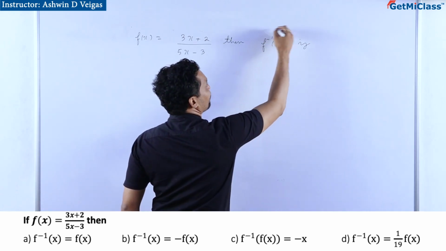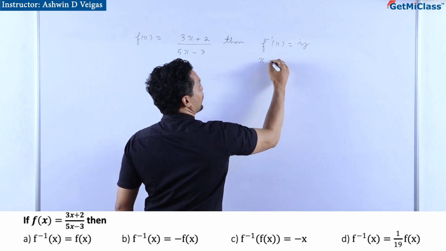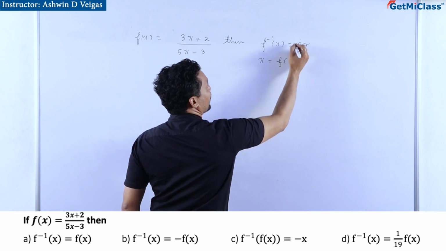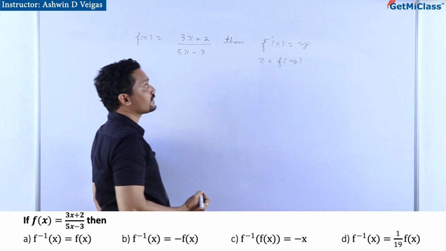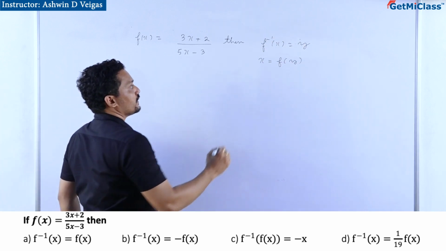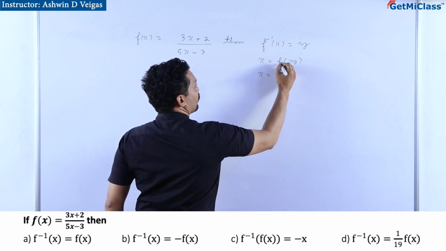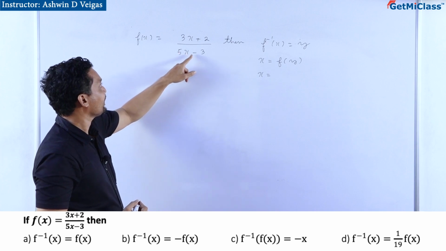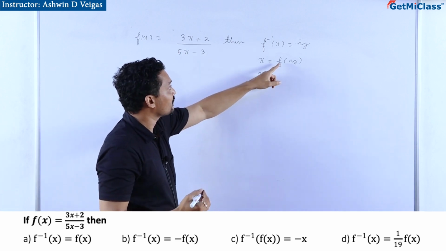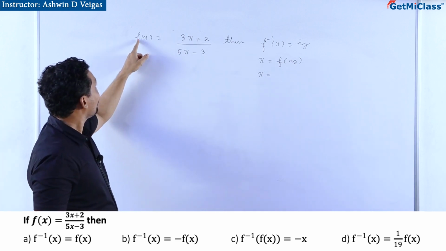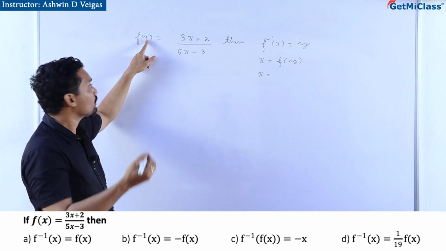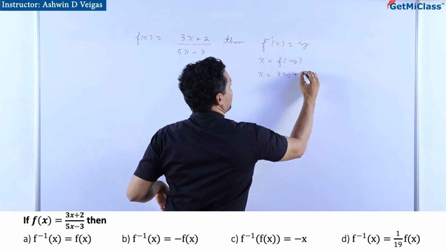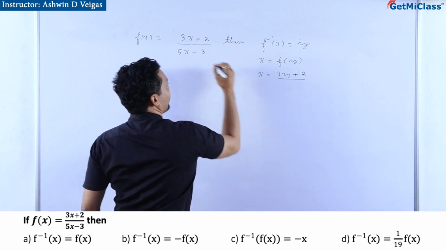What you can do is take f inverse to the other side, and you will get x is equal to f inverse. When you bring it to the other side, it becomes f. So, you will get x is equal to f of y. Now, what is f of y? f of x is (3x plus 2) by (5x minus 3). In the same sense, x should be replaced by y, so f of y will be (3y plus 2) divided by (5y minus 3).